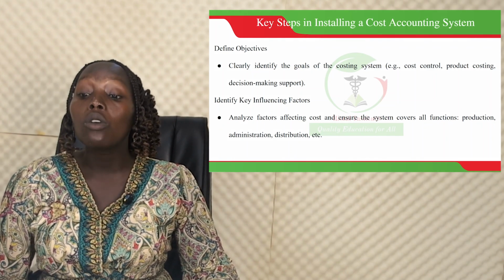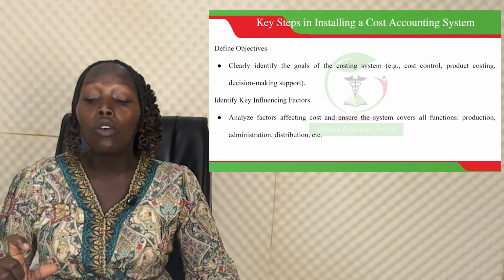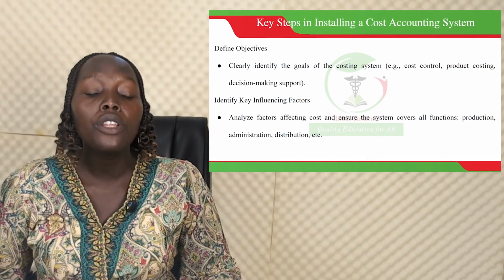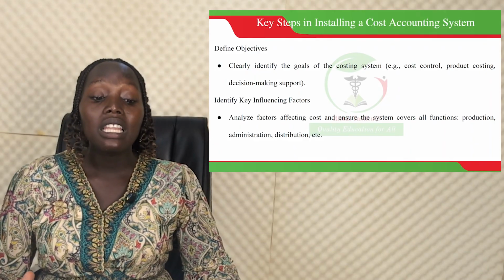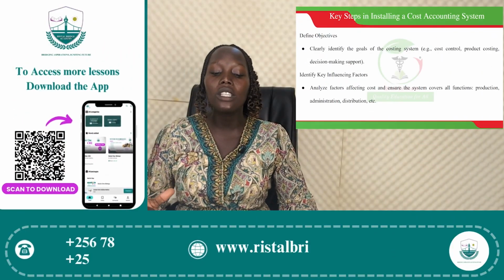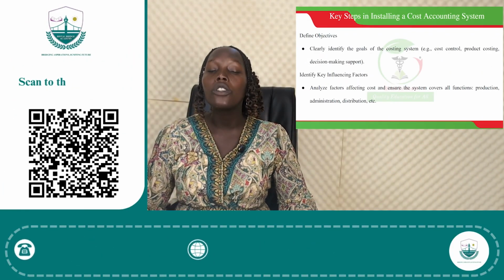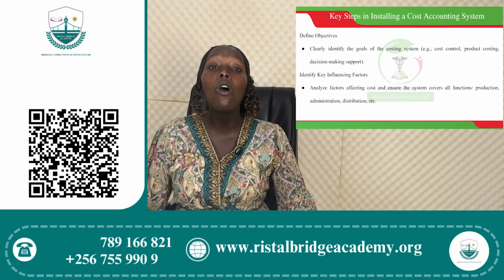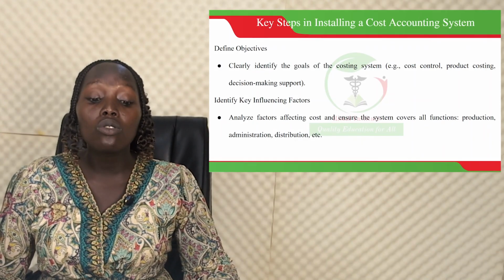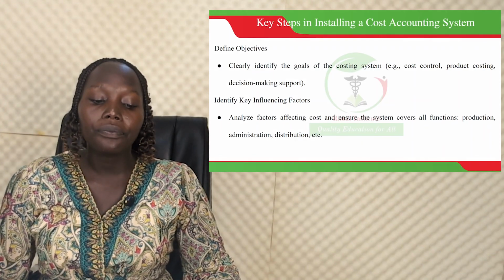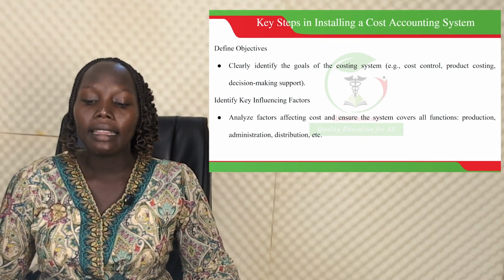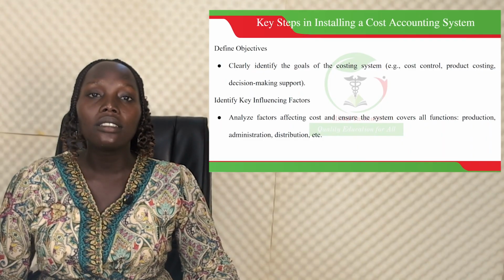For example, the cost control, you have to understand the cost control, the product costing, the decision-making support. When you define the objective, then you have to identify the key influencing factors. What are the key influencing factors that affect the cost? And you have to ensure that the system covers all the functions. Those functions, we have the production, we have the administration, and then we have the distribution. You have to understand them. You have to make sure that it covers all.